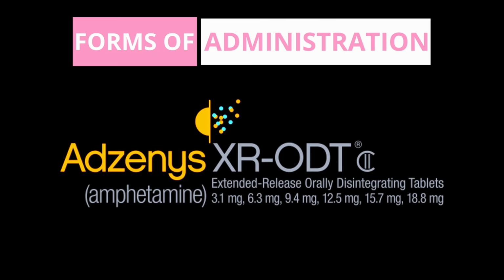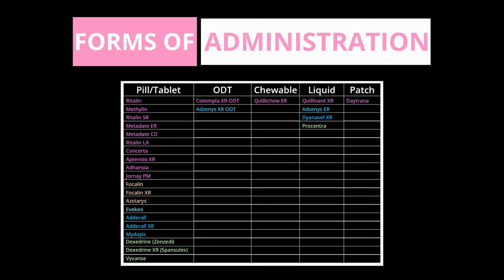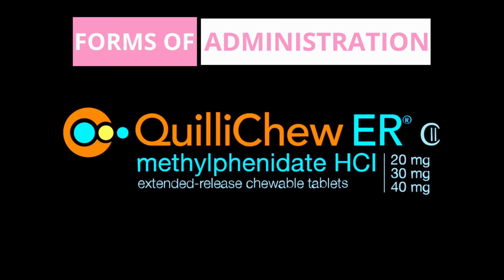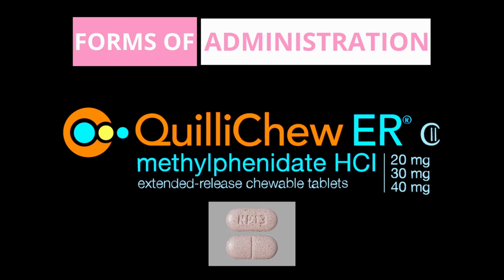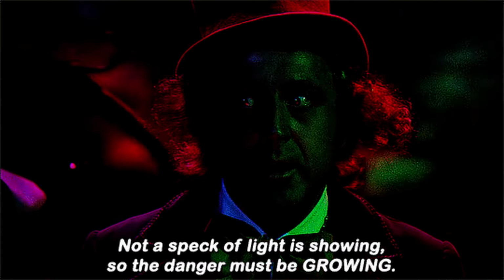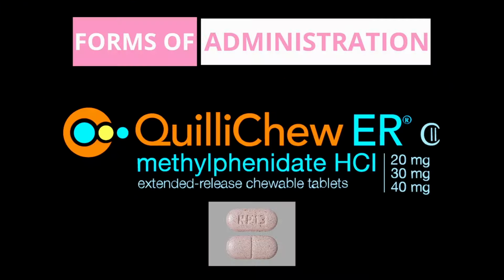The next route of administration is chewable medications. So here's a methylphenidate that's brand name QuilliChew ER. QuilliChew kind of sounds like a Pokemon to me, but it's a cherry-flavored, chewable form of methylphenidate. And I should have mentioned Cotempla is grape-flavored, and Adzenys is orange-flavored. So yes, it does give me the heebie-jeebies that you can get your stimulant in any flavor. But it's not for me to judge how you choose to trick your children into taking stimulants.